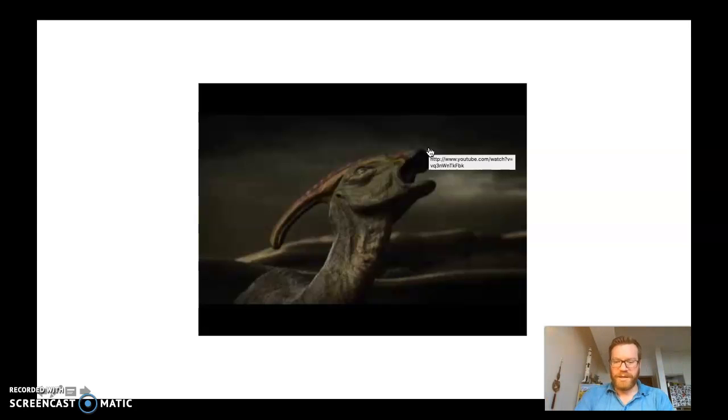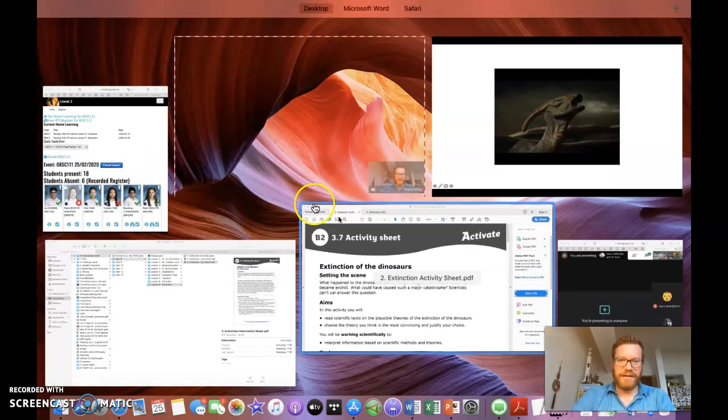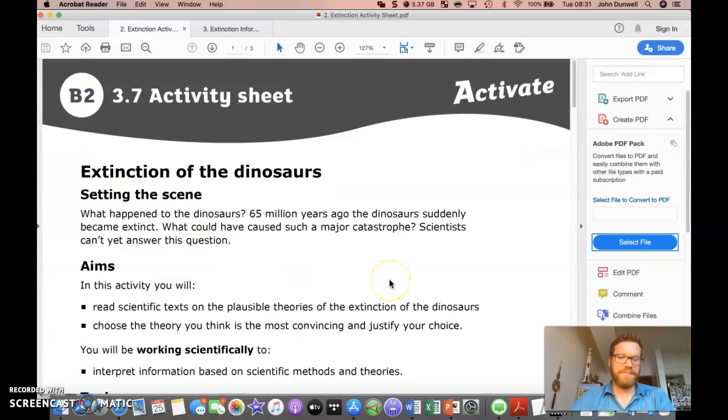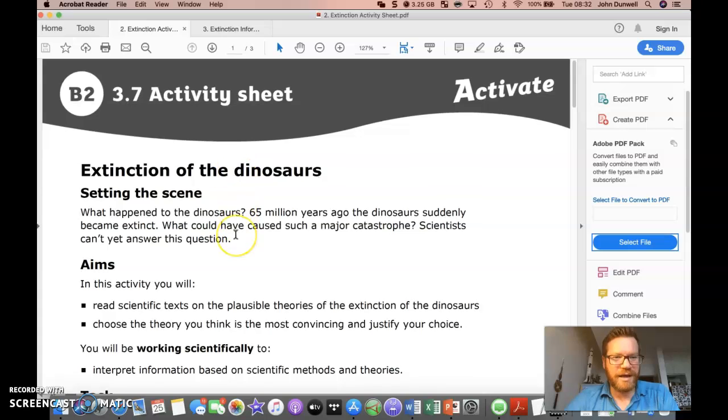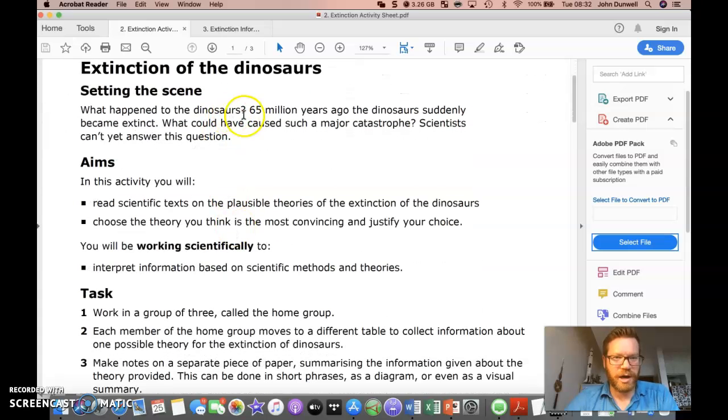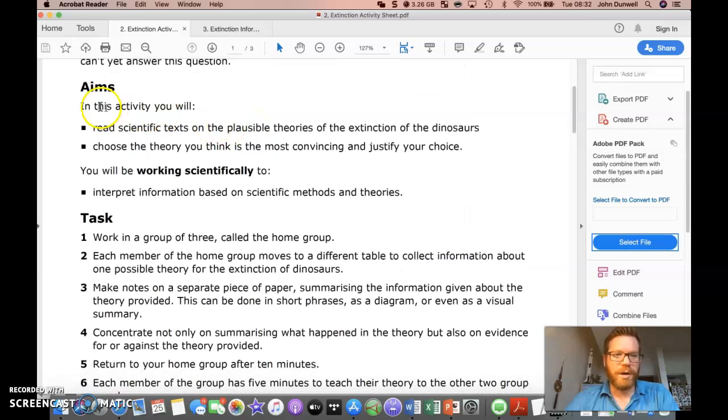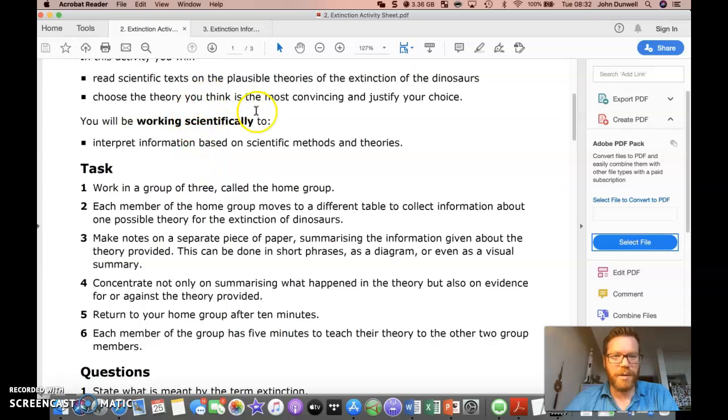Okay. The other thing that I'm going to want you to do is look at these. So essentially we've got two activity sheets. We have here an activity sheet which tells us about the scene, and we're talking about that extinction event 65 million years ago. What I want you to do is read through a few texts, a few theories, okay, and come up with which theory you think is the most convincing.